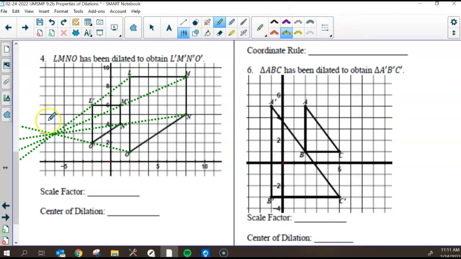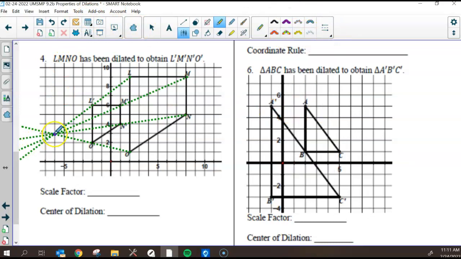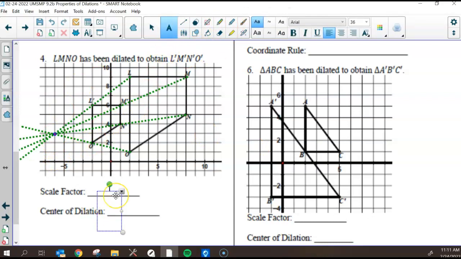Makes that nice and easy. Let's see if we can make that smaller. They all meet right there, and I would call that point -6, 3. -6, 3 is that center of dilation. And now I'm ready for the scale factor.